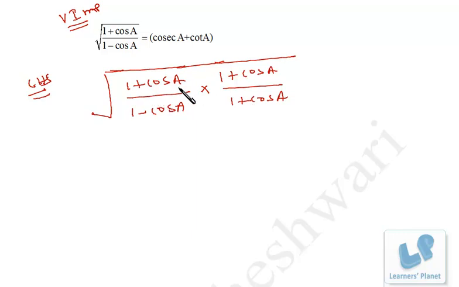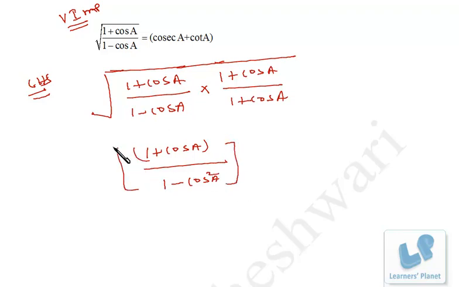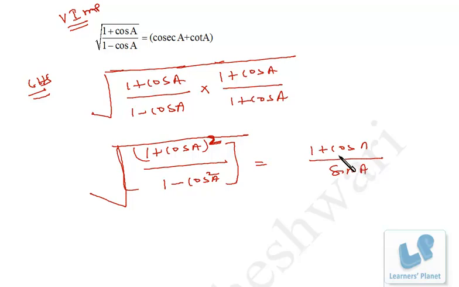Okay. So it's (1 plus cos A) into (1 plus cos A). So it's (1 plus cos A) whole square by (1 minus cos A) into (1 plus cos A). So it's 1 minus cos square A, right? A plus B into A minus B. It's under the square root. Okay. So it's (1 plus cos A) whole square. Now what you can do is, if you take it out of the square root, it's 1 plus cos A only, by 1 minus cos square, which is actually sin square A. If sin square A comes out of the square root, it will be sin A only. Okay. So we got this expression.